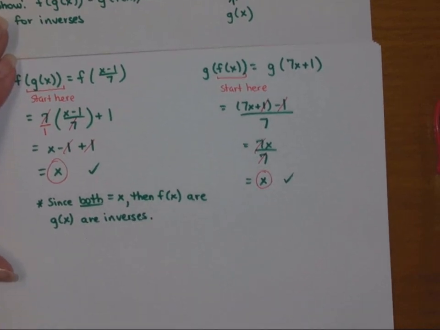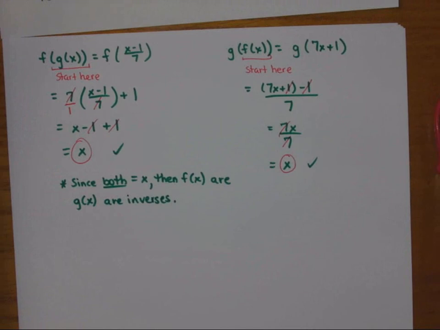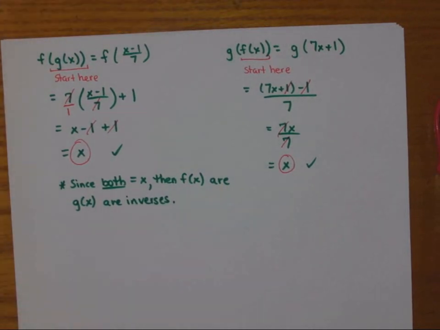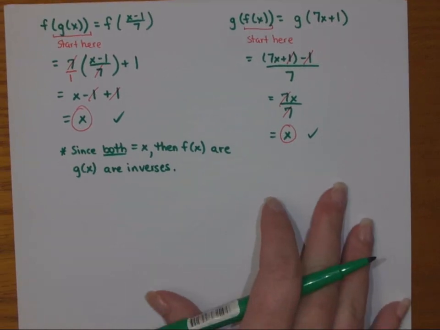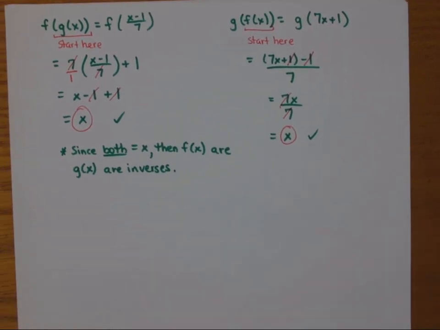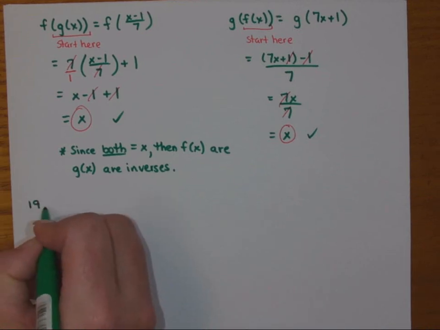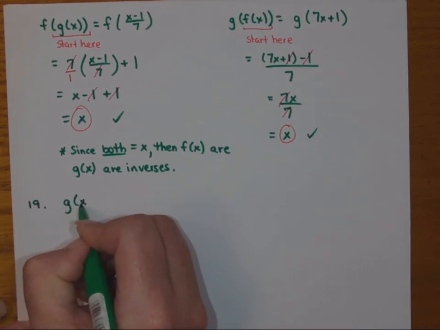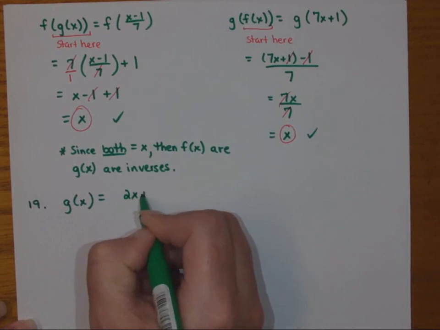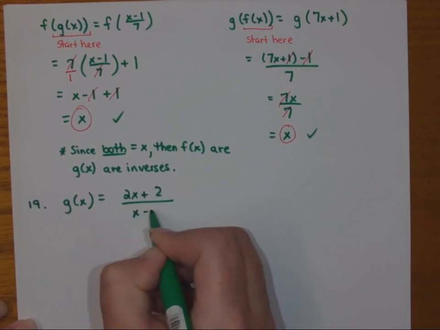So you likely will have a question like that on the test that maybe even gives you the answer, like tells you, hey, these two are inverses. Now show they are by using f of g and g of f. Okay, so let's go ahead and look at this one.